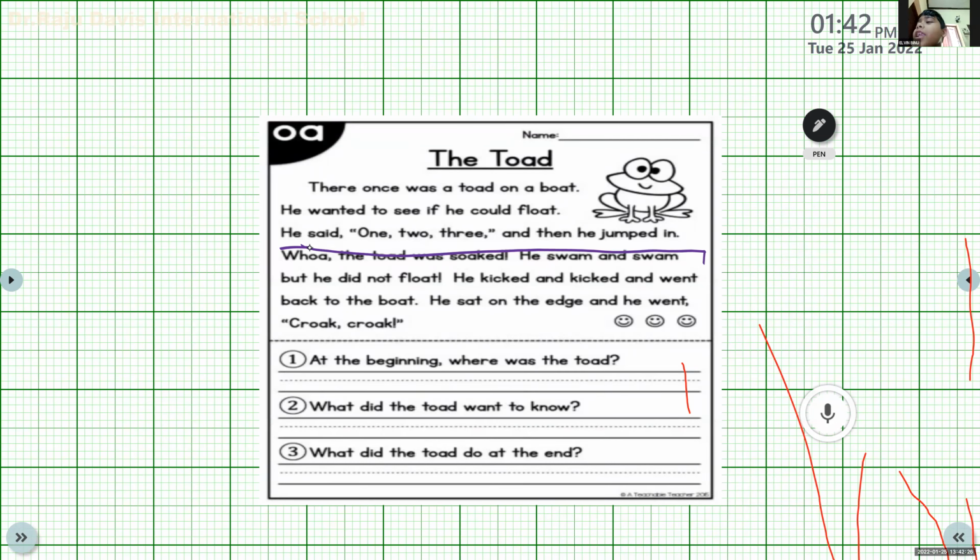Who can read? Elvin, read. The toad. There once was a toad on a boat. The B sound is a little bit stronger. Boat. He wanted to see if he could float. He said one, two, three. And then he jumped in. Very good.